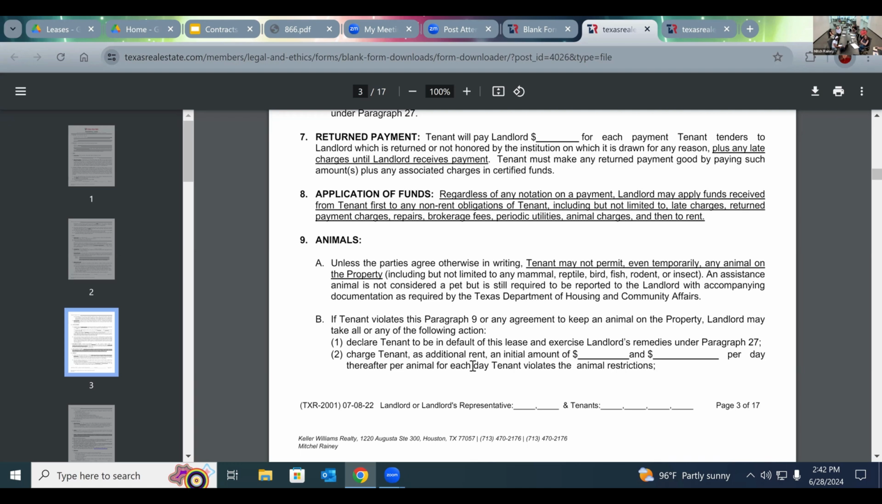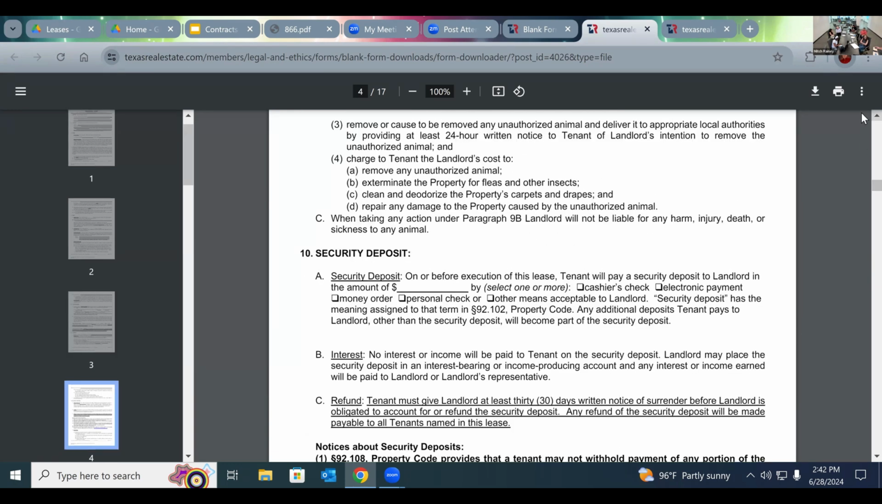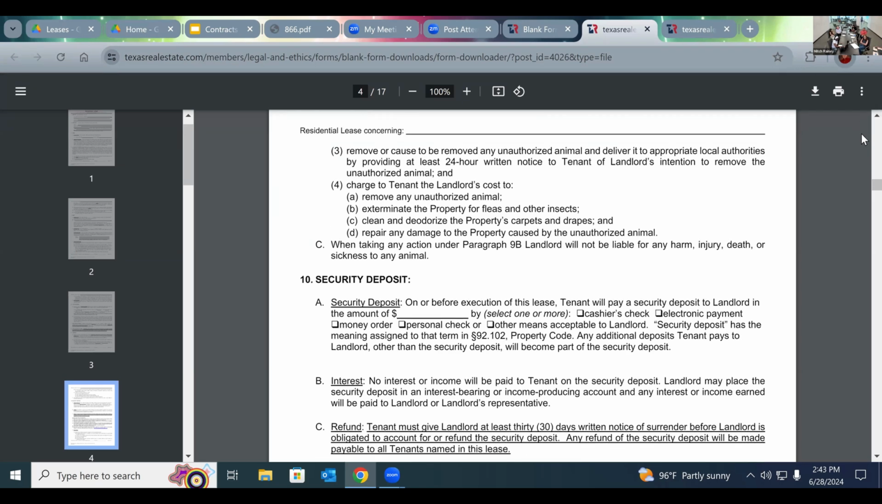If the tenant violates the pet policy, what's the charge for it? If there is a pet on the property that's not authorized to be there, they have to give them 24-hour notice, and then the landlord can have the pet removed. So they call the pound to come get that pet, and charge them for the fee.